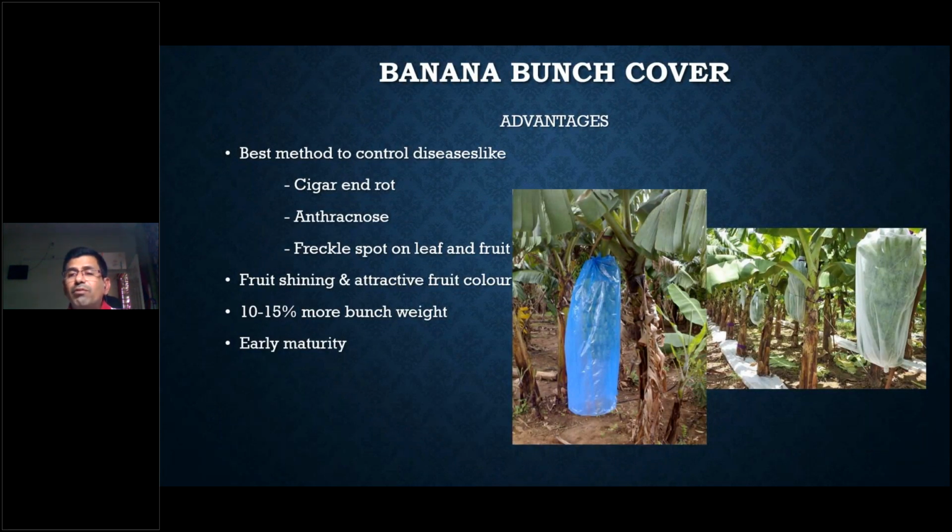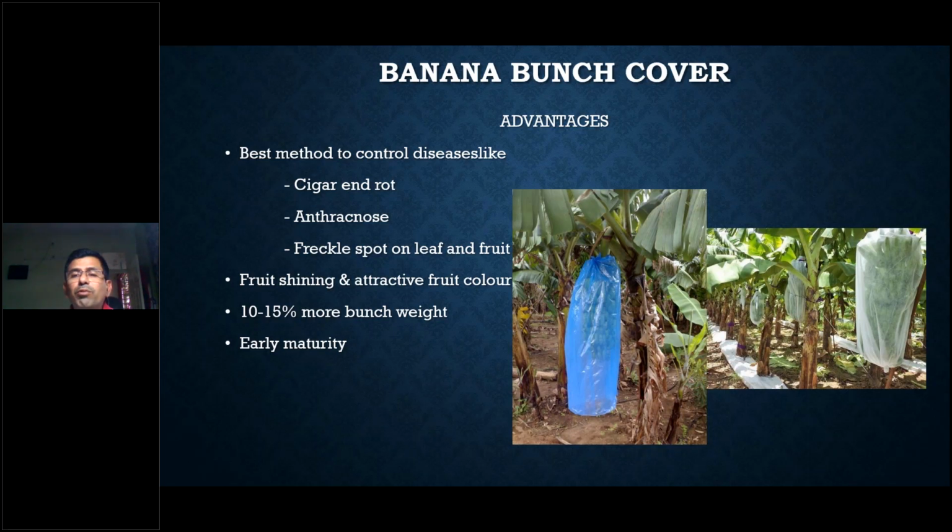So how do you come across all these leaf spots, fruit spots, anthracnose, and cigar end rot? This banana bunch cover is the best solution to avoid all these fruit diseases. You can use either a plastic cover or non-woven fabric sleeves at 25 GSM thickness. One, it controls cigar end rot, anthracnose, and freckle spot. These diseases can be avoided.